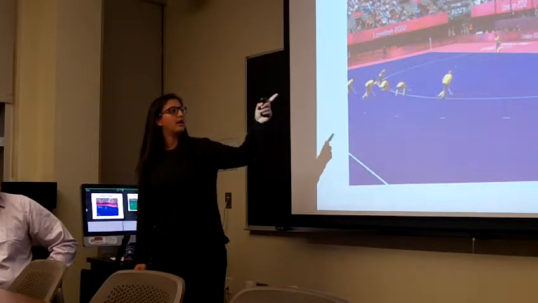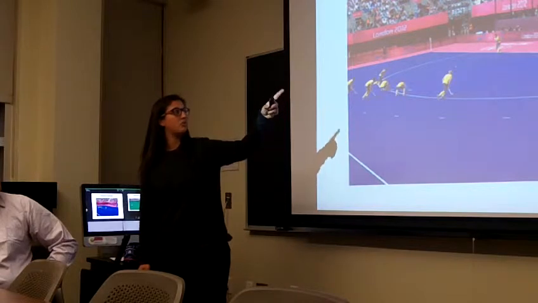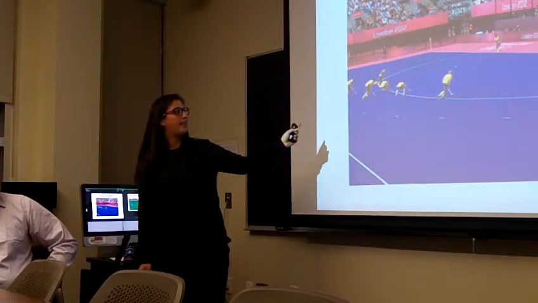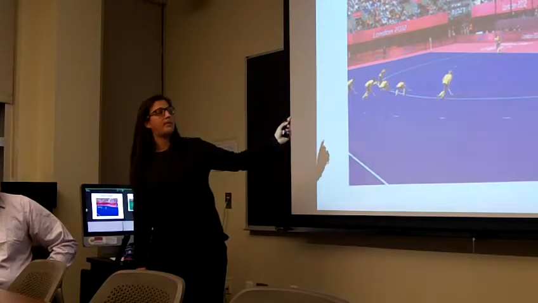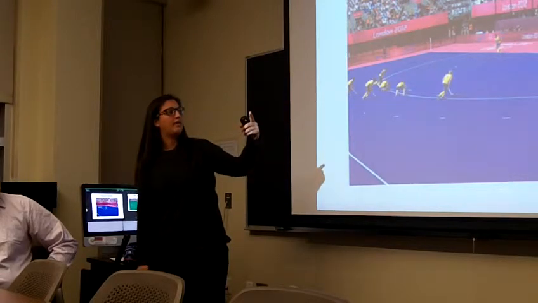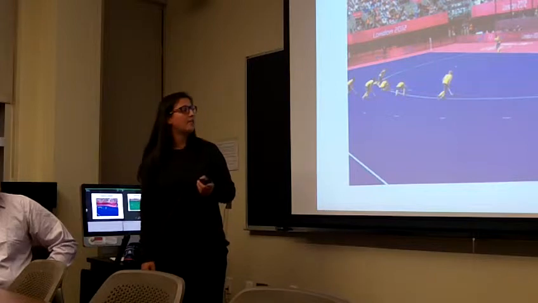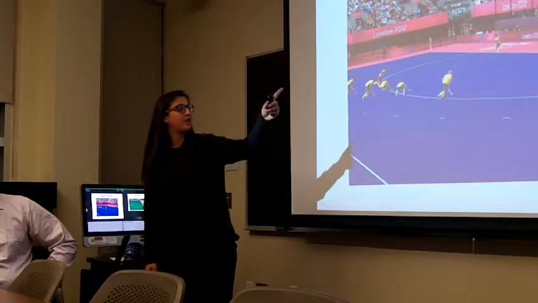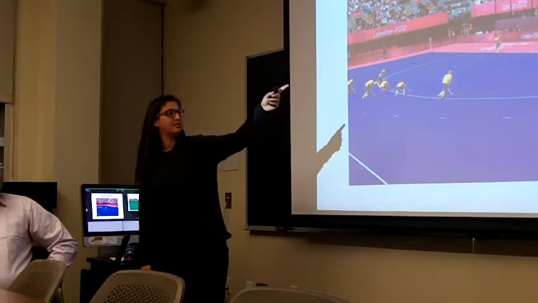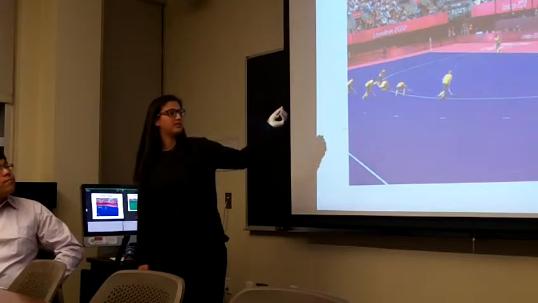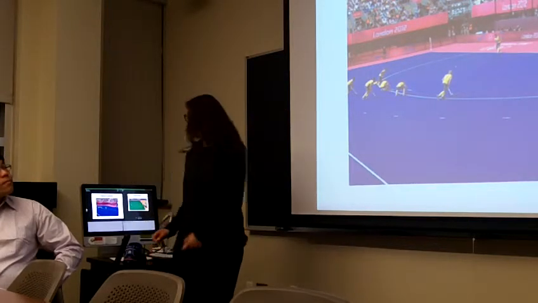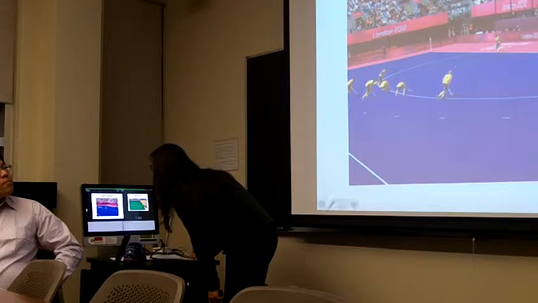The offensive player that starts with the ball has to pass the ball outside the circle, and then the ball has to come back inside the circle, and then once the ball comes inside, they can shoot on goal. Also, the players cannot defend the ball until the first player inserts it. So here's another example of what a penalty corner looks like.